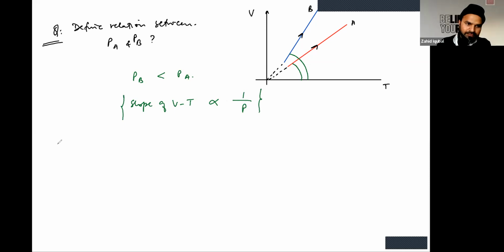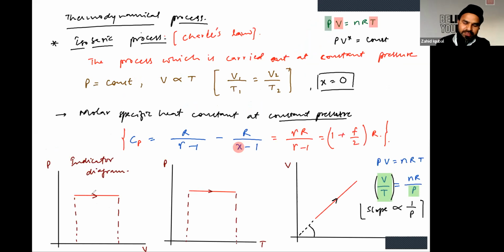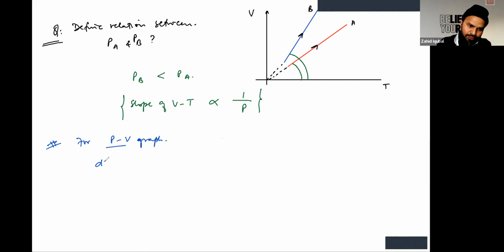Next, we have to define work done. In the last class, I defined how to calculate work done in a particular process. Just one minute for the PV diagram, or PV graph. This is a PV curve which is parallel to the x-axis. What will be its inclination with respect to the x-axis? 0. Good. So if you calculate the slope of the PV graph, that is dP by dV, it will be tan 0, that is 0.